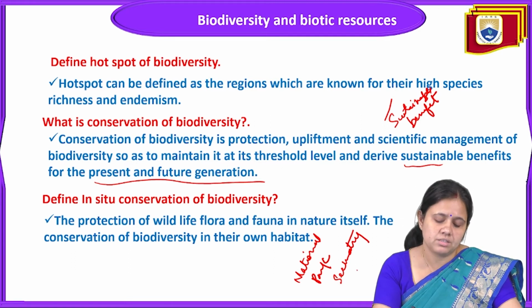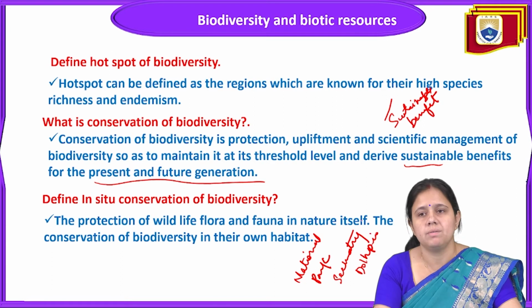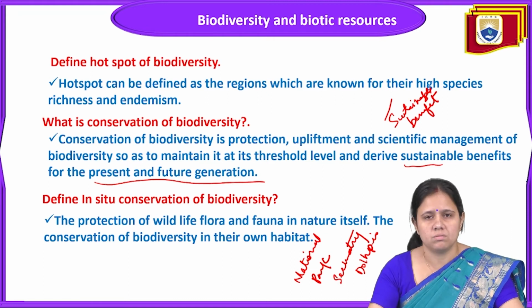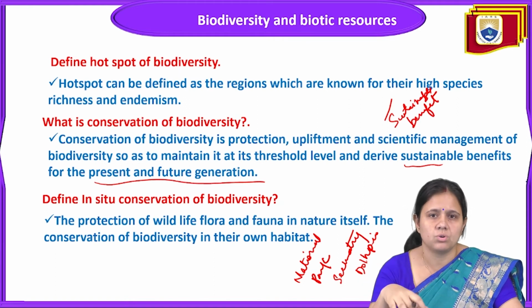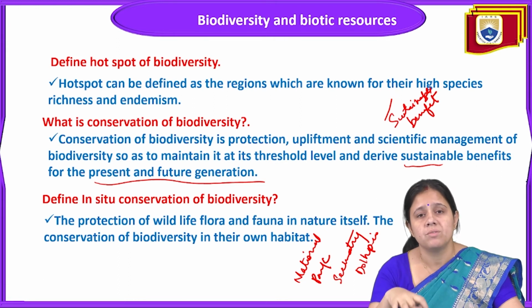The dolphin sanctuary is there in Bihar. What happens at that sanctuary? Dolphins are present in very large numbers, so the government has made a sanctuary of that particular area for dolphin conservation. So conservation of species in their own habitat, their own home from where they belong, is called in situ conservation of biodiversity.